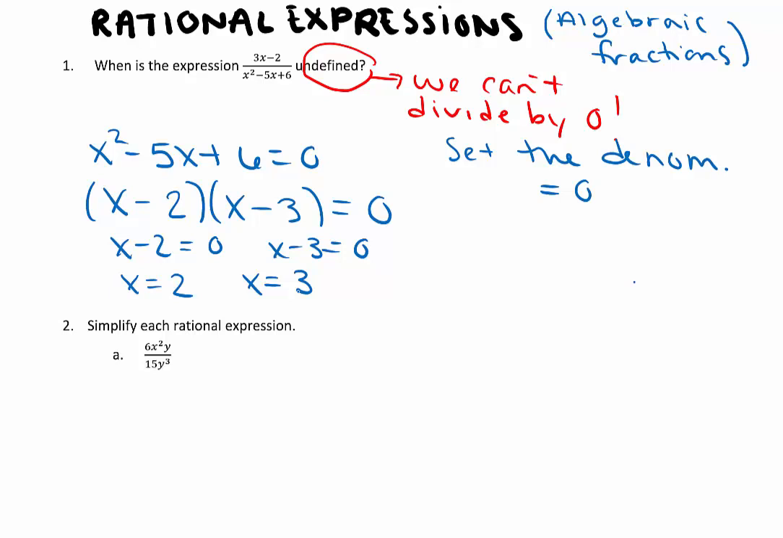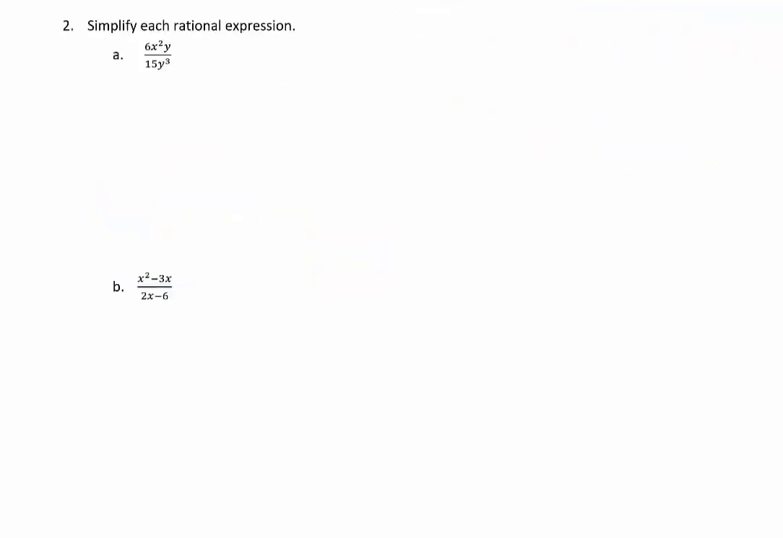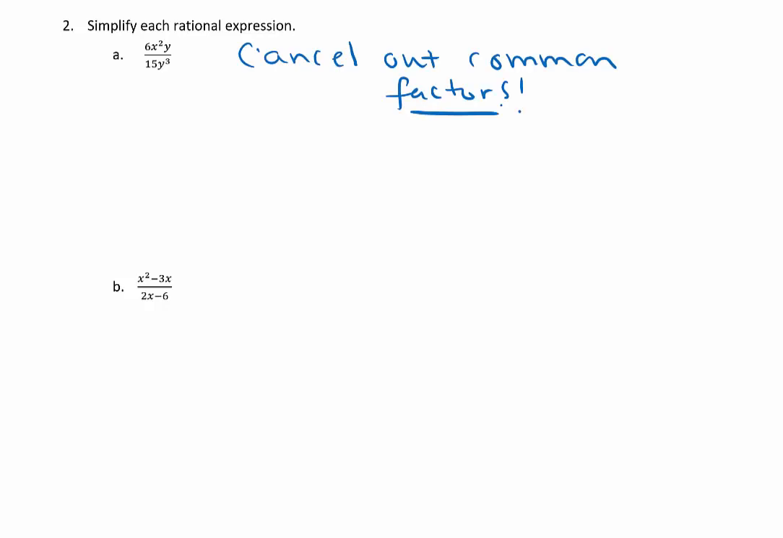Now, with the rest of this video, we're going to be talking about how we can simplify and then multiply and divide rational expressions. So let's start with simplifying. These are basically fractions. To simplify, we're going to cancel out common factors. That word factor is actually really important here. That means we can only cancel things out if they're part of a product.